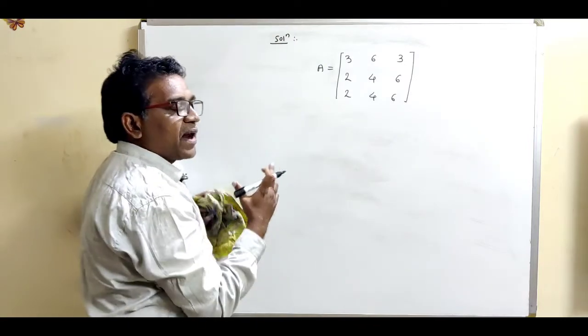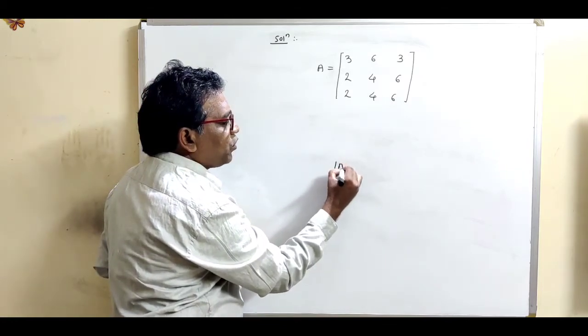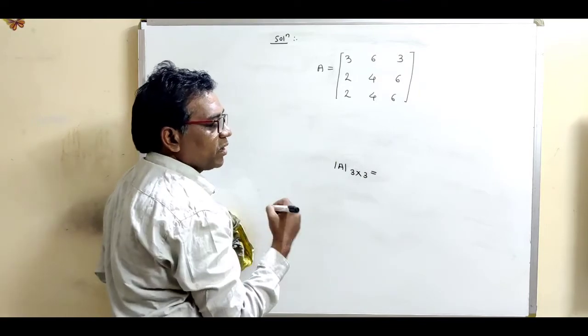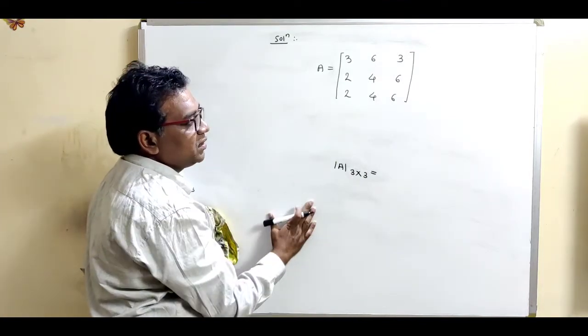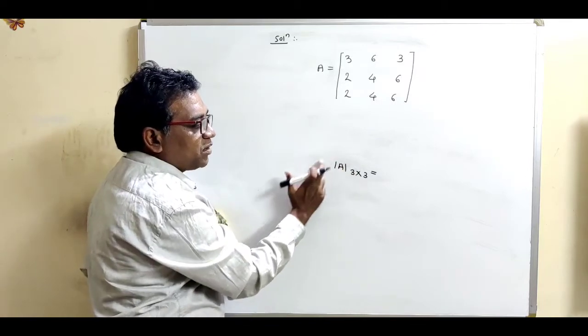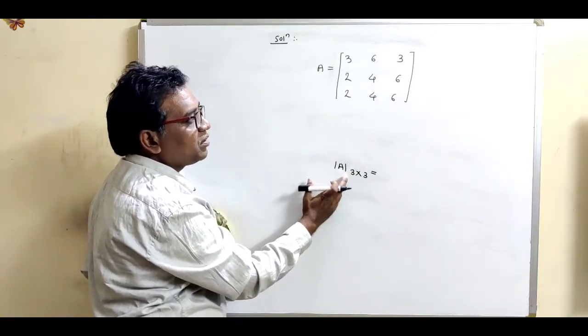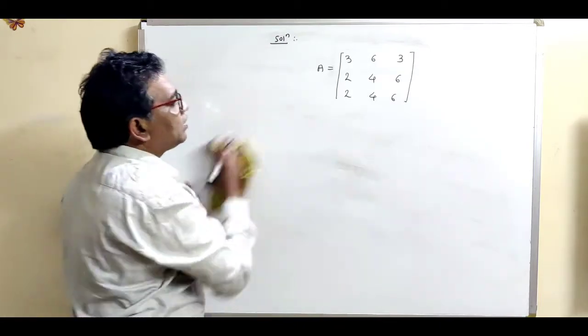So let's see how to get the rank of a matrix. First of all, we want to find the determinant of order 3 by 3. We are given the matrix A, which is of order 3 by 3. So first of all, find the determinant of the highest order. And what is the determinant of the highest order? We have to take the 3 by 3 determinant. So find this determinant.